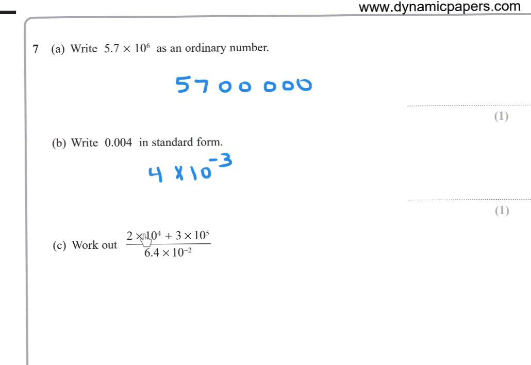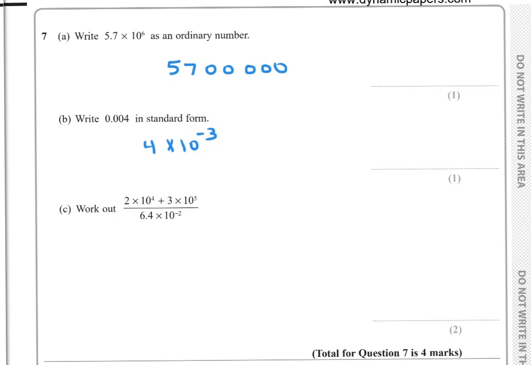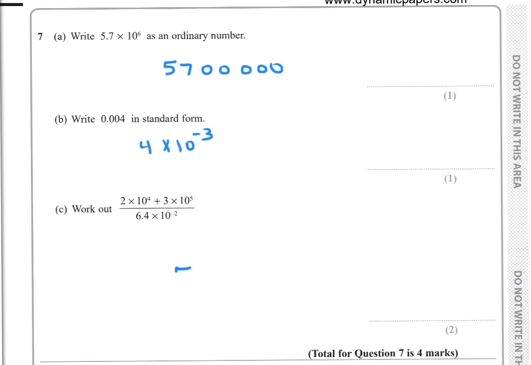Work out 2 times 10 power 4 plus 3 times 10 power 5. Divide 6.4 times 10 power negative 2. You can use your calculator to find the answer. The answer is 5 million.